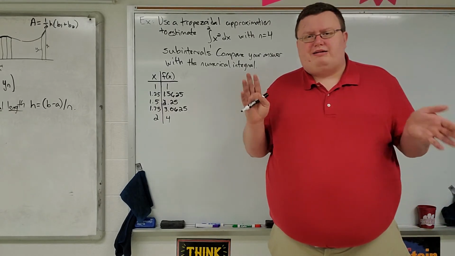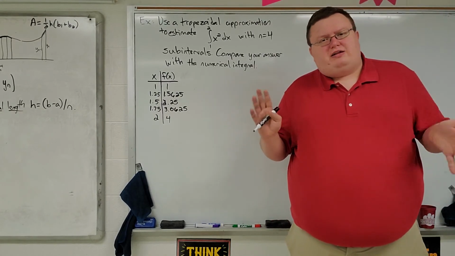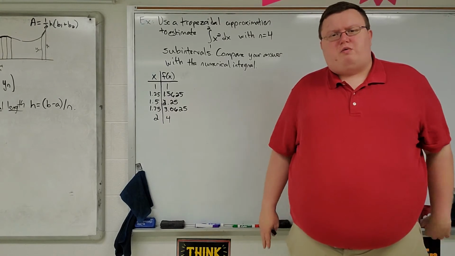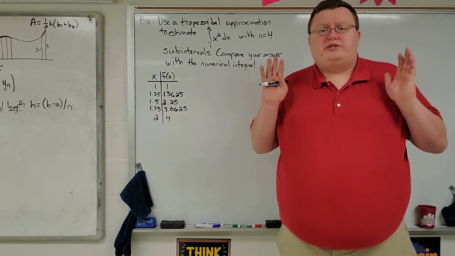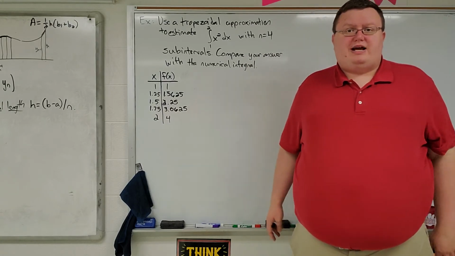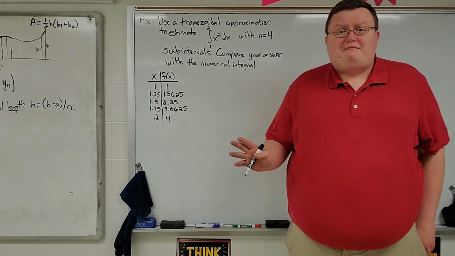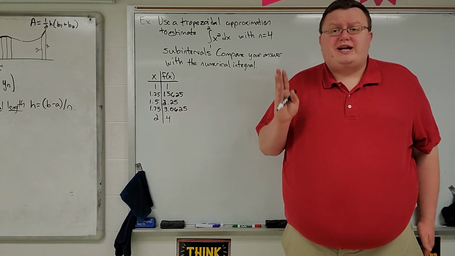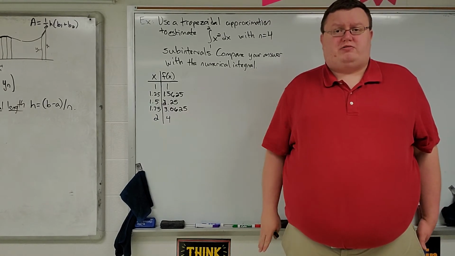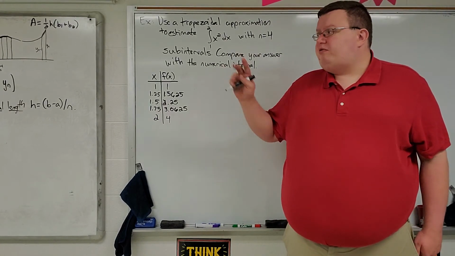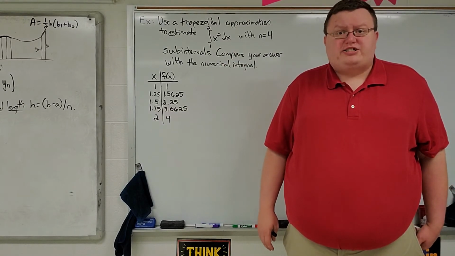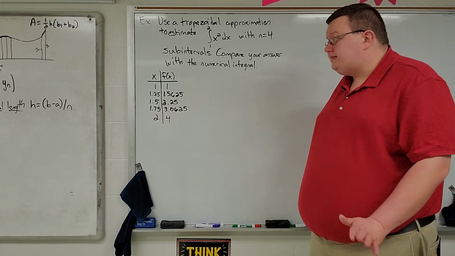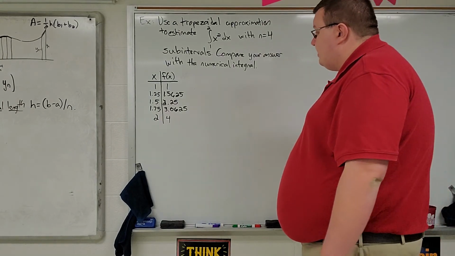I keep switching words there, guys. I'm sorry. You hope that your subintervals are of equal length, is what I mean to say. But they may not be, and if they're not, then you're going to have to treat each one as a separate trapezoid. You cannot use the formula I did. You'll have to do the trapezoid area formula for each subinterval. Here they are equal though, so we're good.